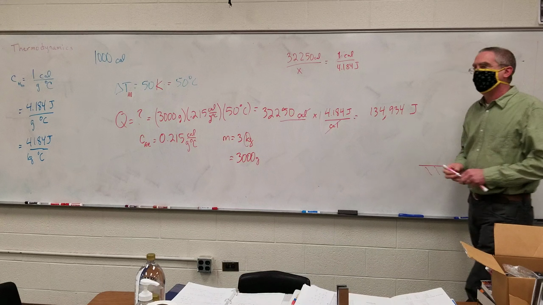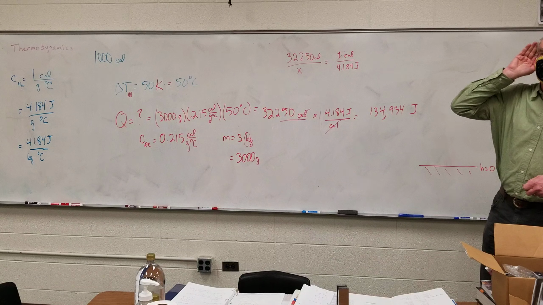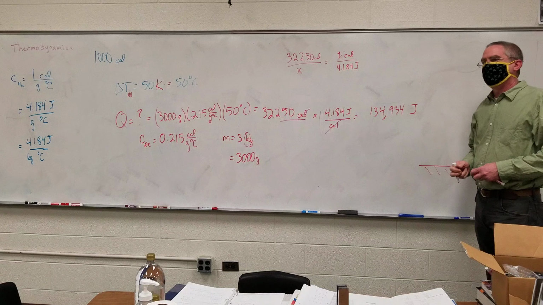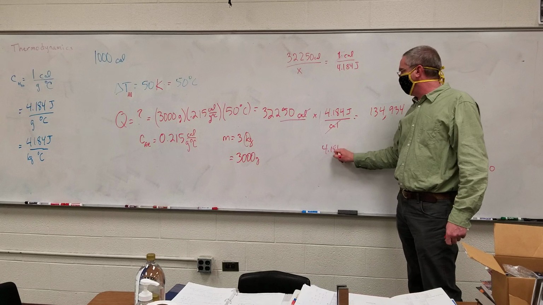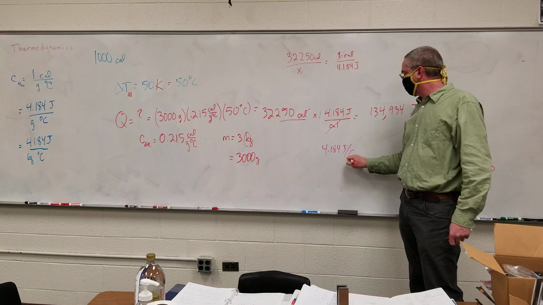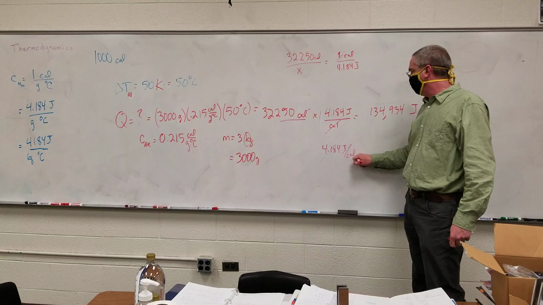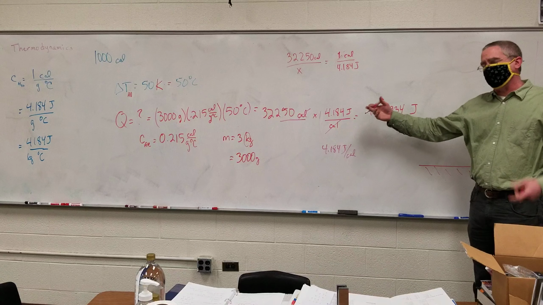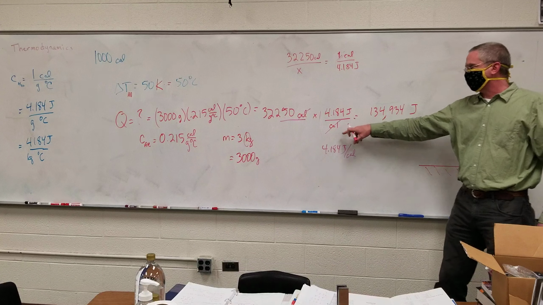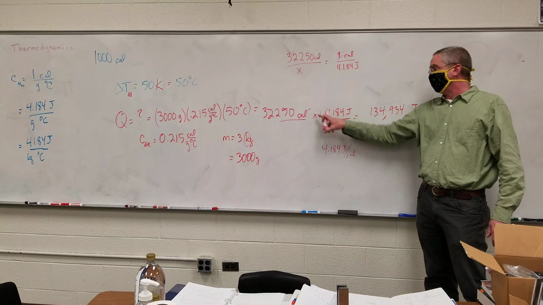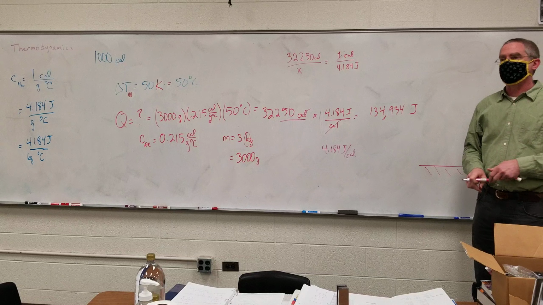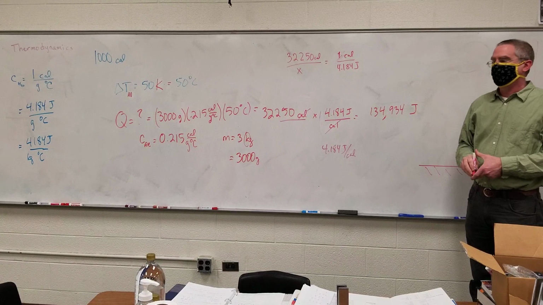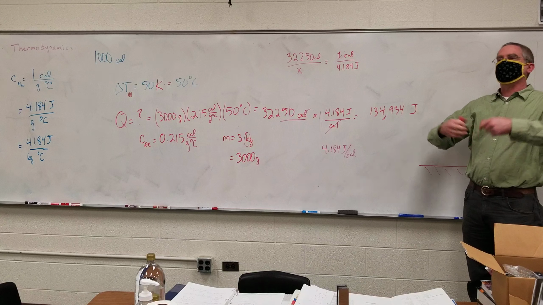Could this be written differently, like instead of this way? I could have done 4.184 joules per calorie. Yeah. I typically do it this way when doing the unit conversion so I can see, oh, I got cal on top and bottom, they're going to go away. It's easier for me to visualize, and therefore easier for everybody.